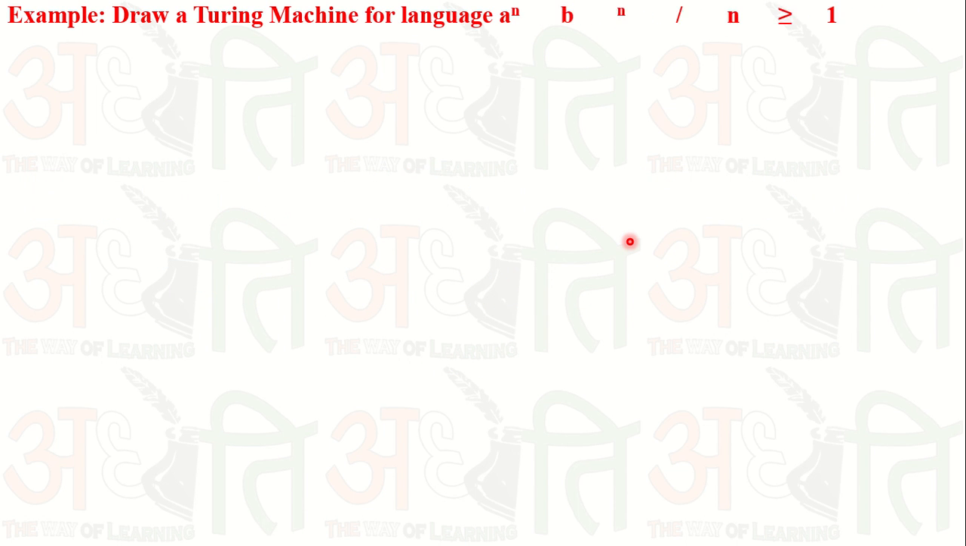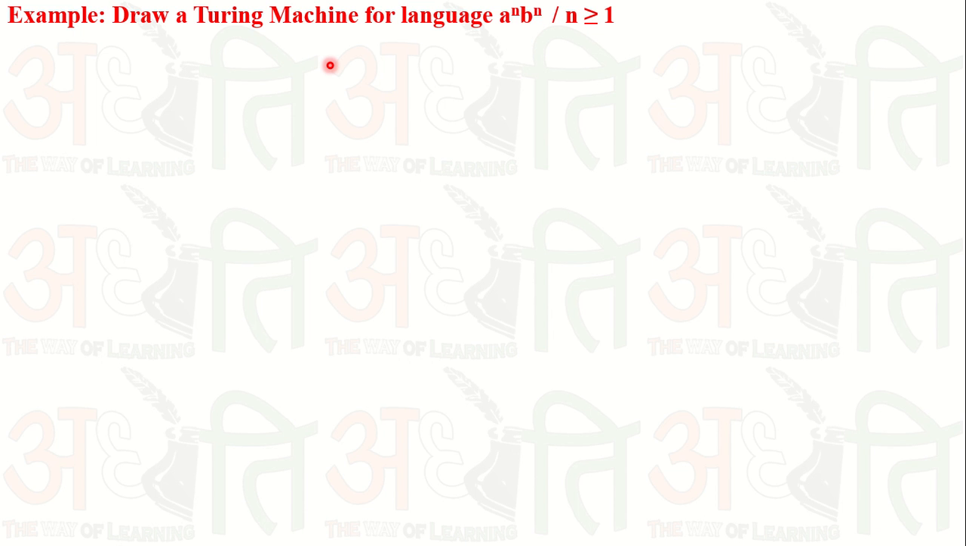In this example, we are going to design a Turing machine which accepts a particular language. To understand the Turing machine better and more clearly, we should take an example. We have a language a to the power n, b to the power n, where n is greater than or equal to 1. We need to draw a Turing machine for this language. What is this language? As we already discussed, it is a context-free language, not a regular language. For this context-free language, we are going to define a Turing machine.